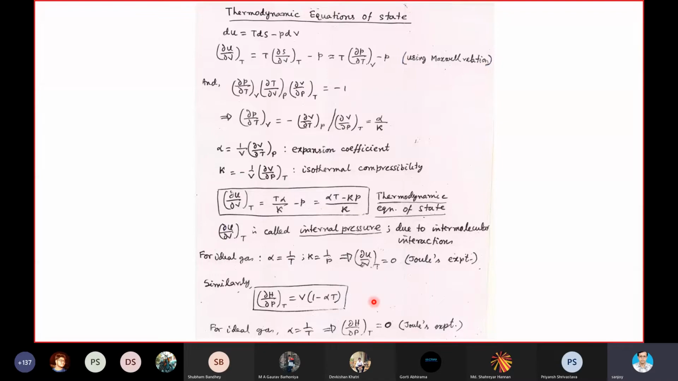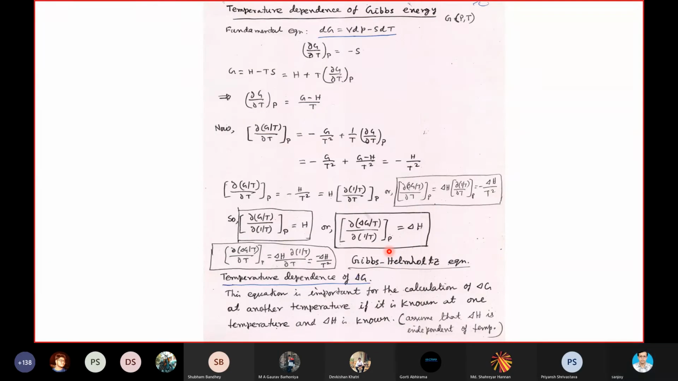And again, if you take an ideal gas, very easily you can show that del H del P at constant T equal to 0. Again, this is from Joule's result for an ideal gas. So this is again a first example where you can use these fundamental equations and Maxwell relations, and derive this type of important equations.